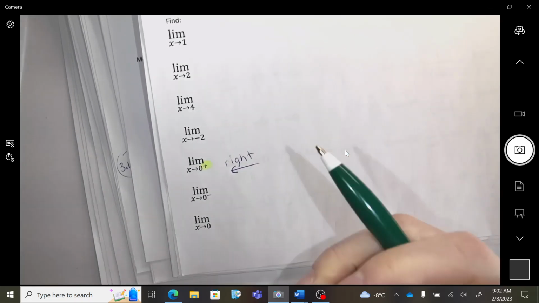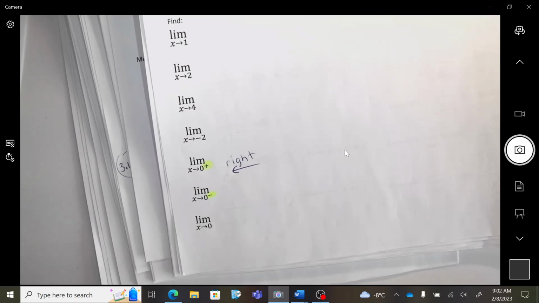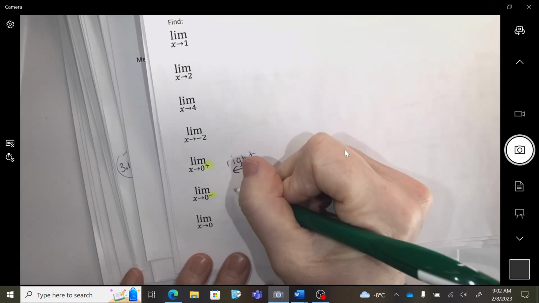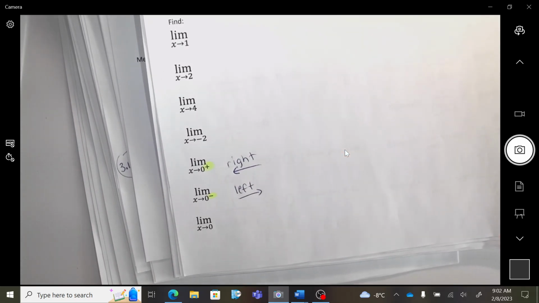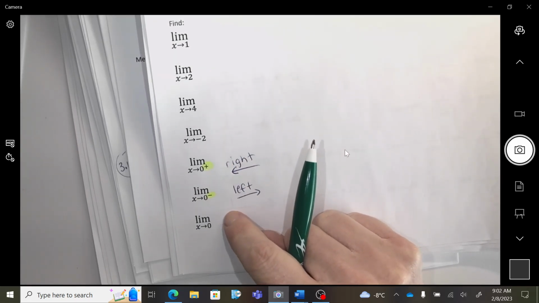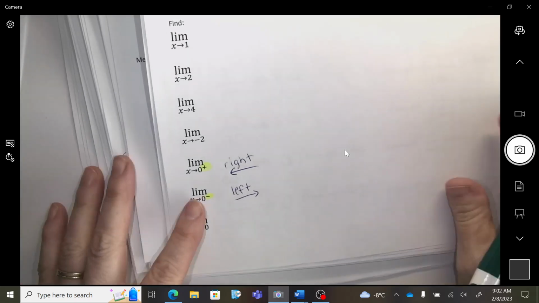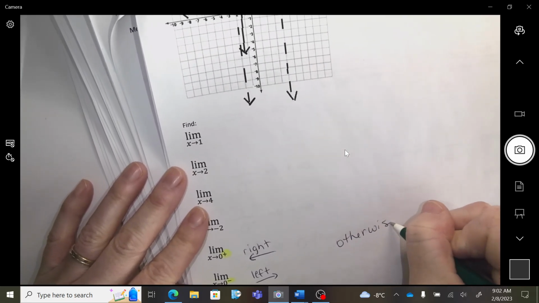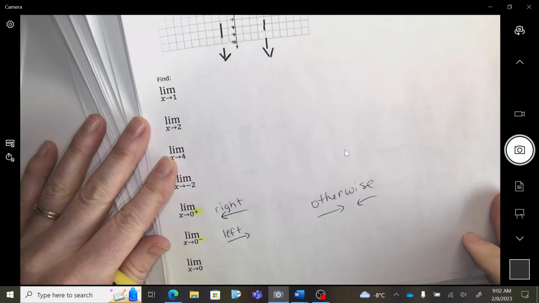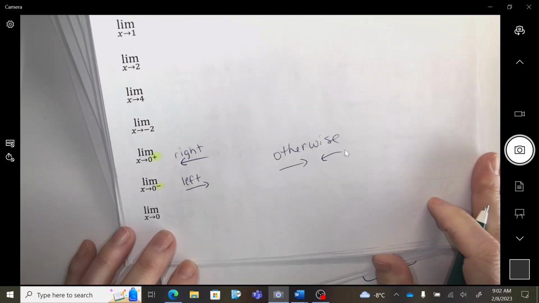And if you see this, then it means as you move to it from the left, the negative side. If you don't see that, it means that you have to attack it from both directions. Okay? Okay? So here we go.